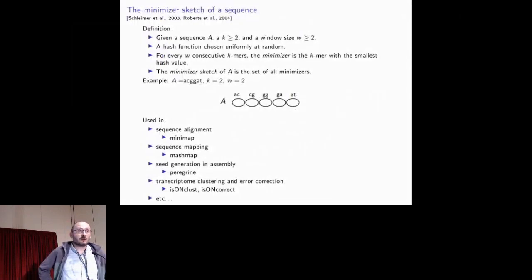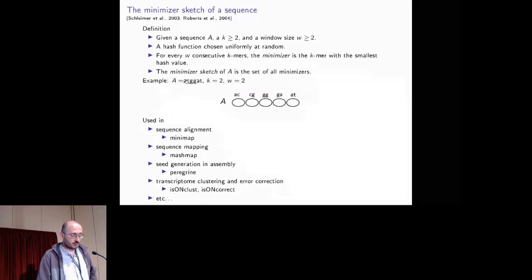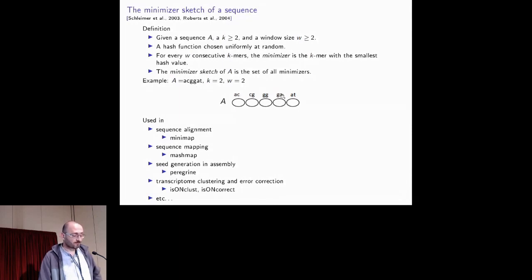The sketch I'll talk about is arguably the most used one in bioinformatics. It's called the minimizer sketch. I'll show it with an example of a sequence here, ACGGAT. So the first thing we do is break this sequence up into its constituent k-mers. So here k equals 2, and we get AC, CG, GG, GA, and AT.